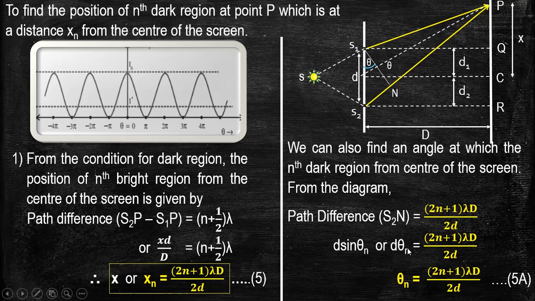Then theta n can be written as (2n plus 1) lambda upon 2d. This is another important formula. Remember, xn equal to (2n plus 1) lambda D upon 2d is a generalized form which gives us the distance of any dark region from the center of the screen, whereas theta n equal to (2n plus 1) lambda upon 2d gives us the angle at which any dark region is formed from the center of the screen.